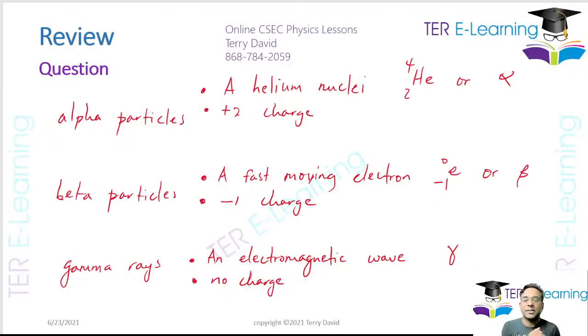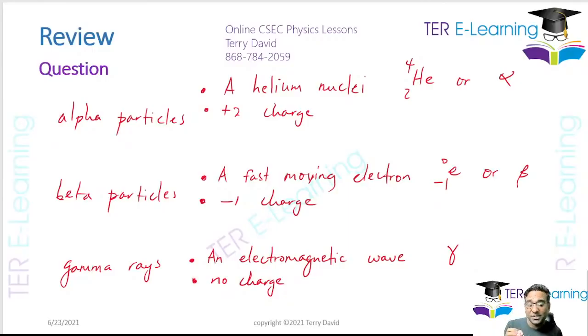Now, beta particles travel a little more than alpha particles. However, if you take a sheet of aluminum foil, you can block beta particles. So beta particles can travel further than alpha particles, but if you have a thin sheet of aluminum foil, you can stop most of them from coming towards you.